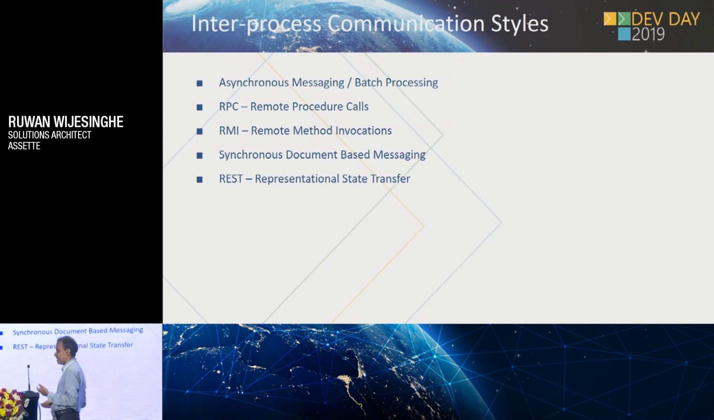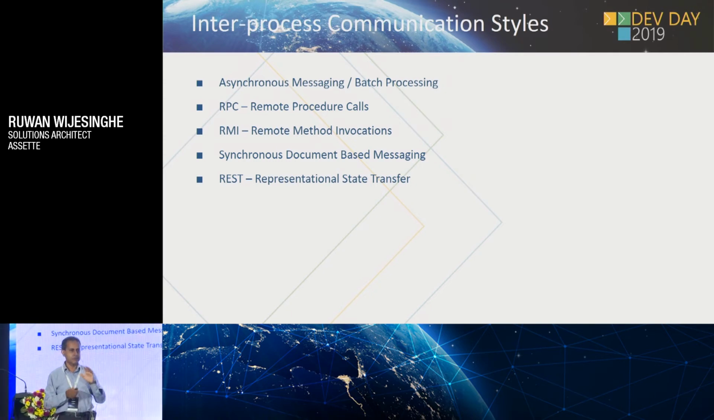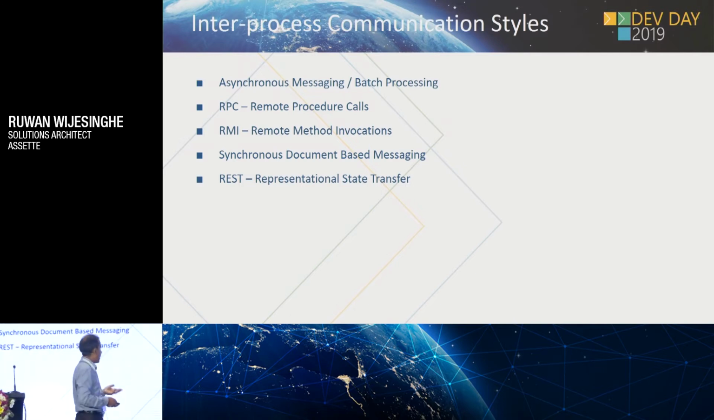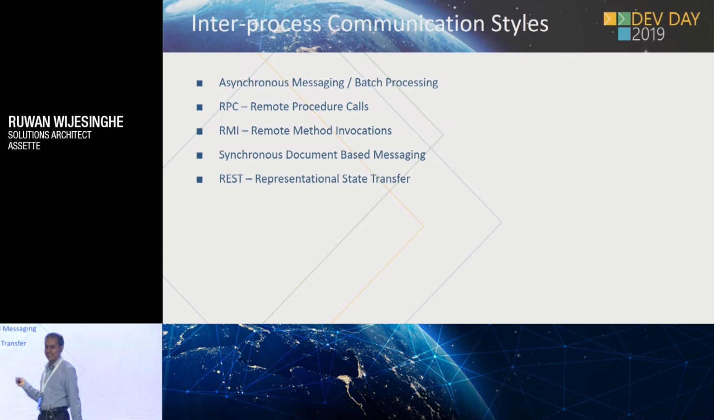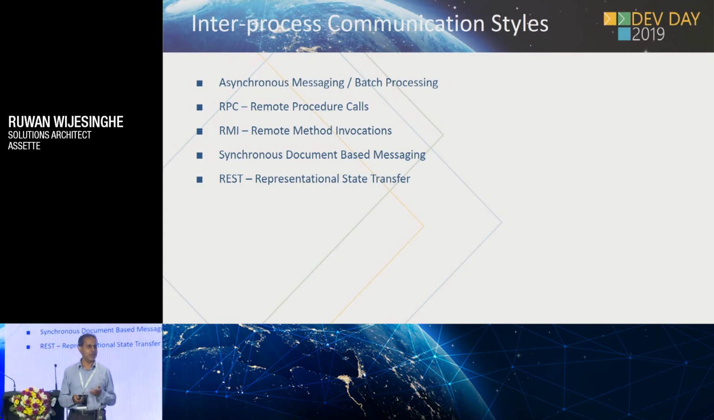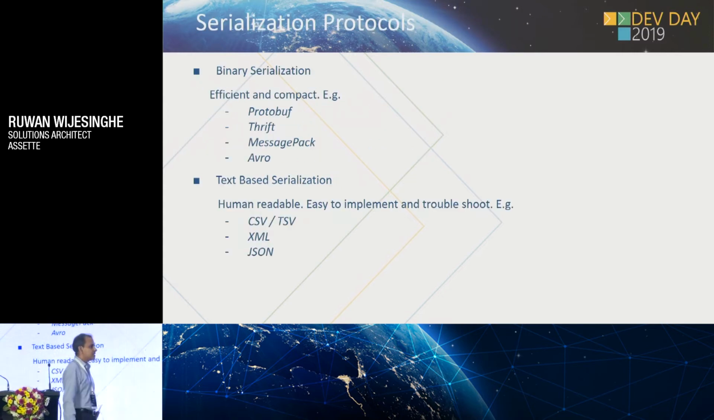Then synchronous document-based messaging, basically XML document or JSON document-based messaging, which was popular as part of SOAP. And then finally REST, which we use every day, right? So now I am speaking about gRPC, which is going back to the second level of evolution. We'll see why that change is there and how this change happens, right? So we need to understand serialization again.